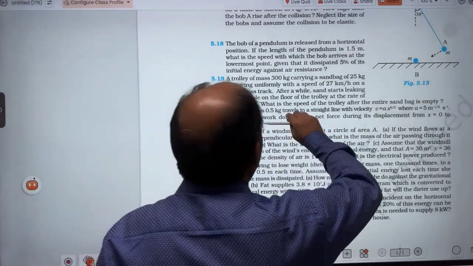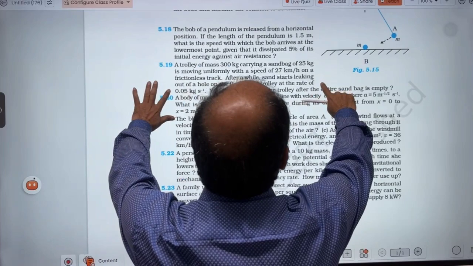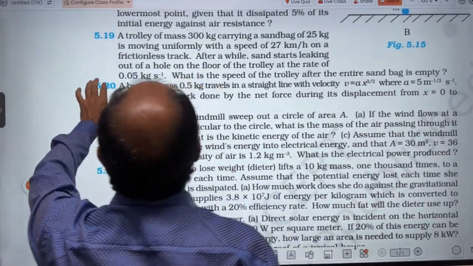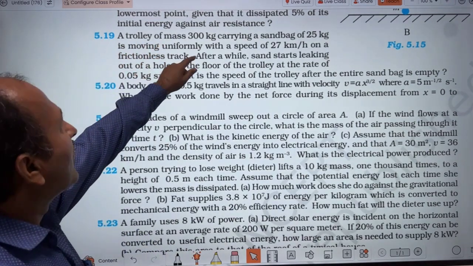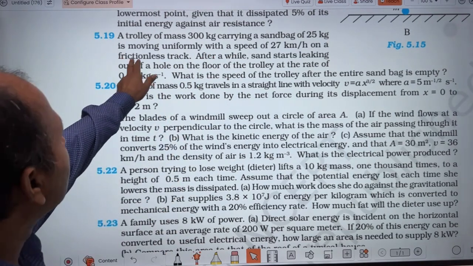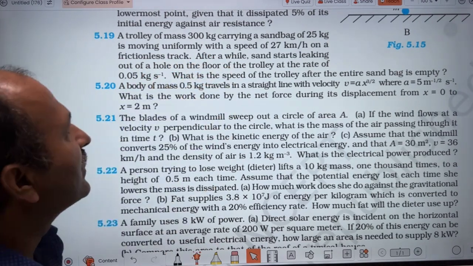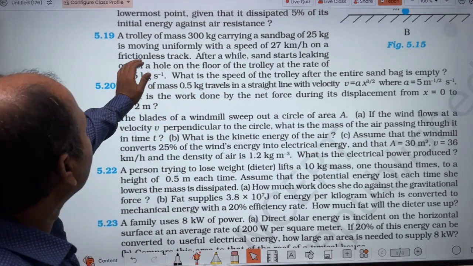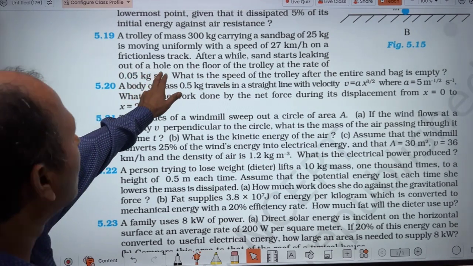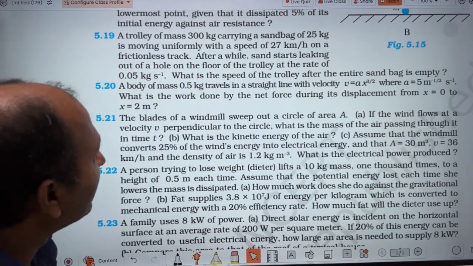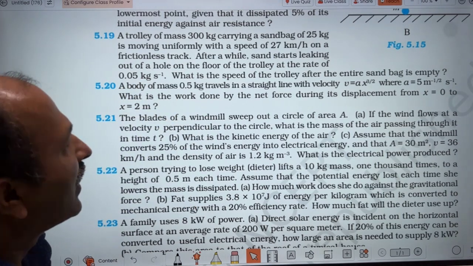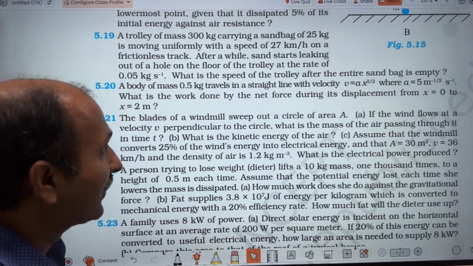let's take the next question. Here the next question is, a trolley of mass 300 kg carrying a sandbag of 25 kg is moving uniformly with a speed of 27 km per hour on a frictionless track. After a while, sand starts leaking out of a hole on the floor of the trolley at the rate of 0.05 kg per second. What is the speed of the trolley after the entire sandbag is empty?